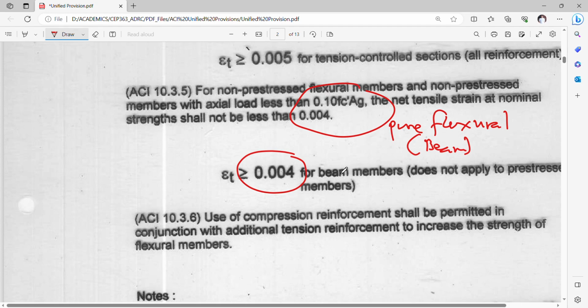Now for an axial flexural member like a beam column or a column which is subjected to flexure, we need to ensure ductility, so our limit for tension control must be 0.005.